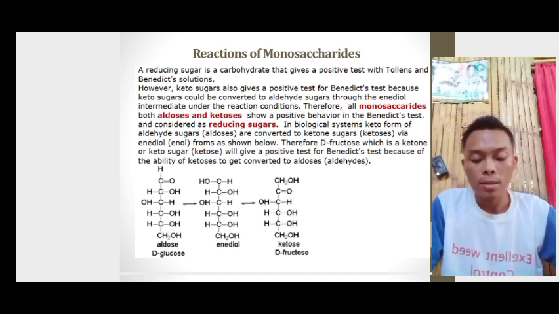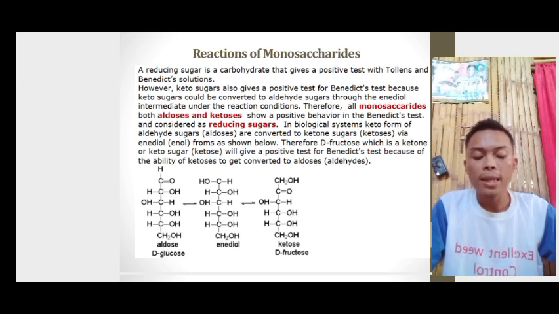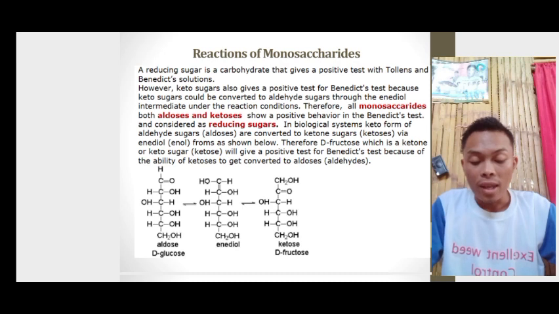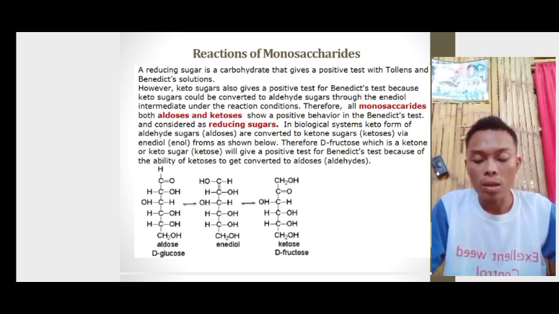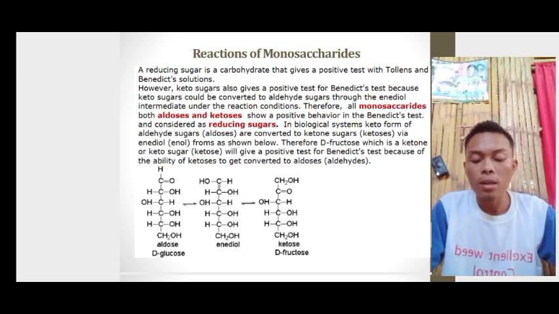Glycosidic bond: a covalent bond between a hemiacetal or hemiketal and an alcohol. So the glycosidic bond results from a covalent bond between a hemiacetal or hemiketal and an alcohol. Then, glycoside.